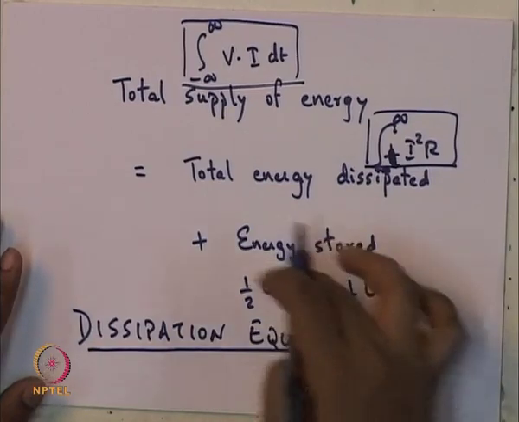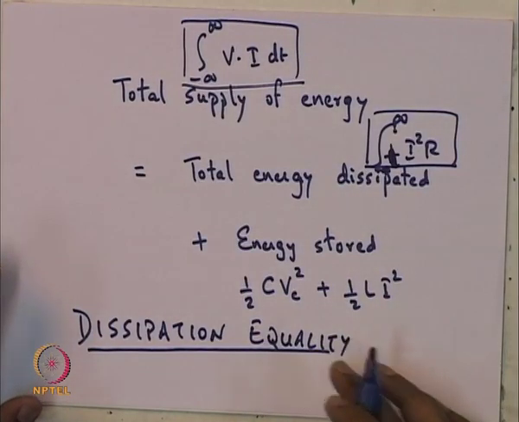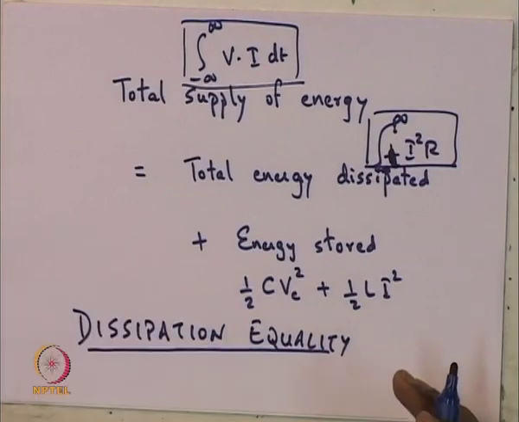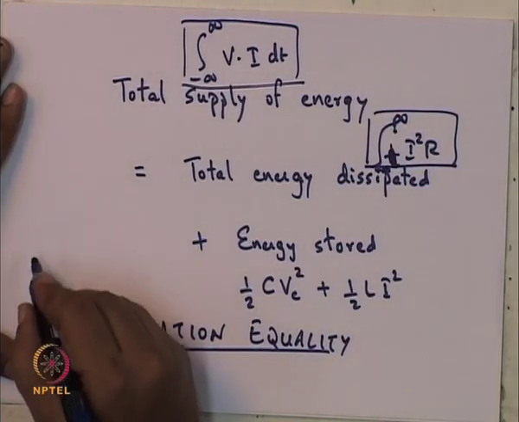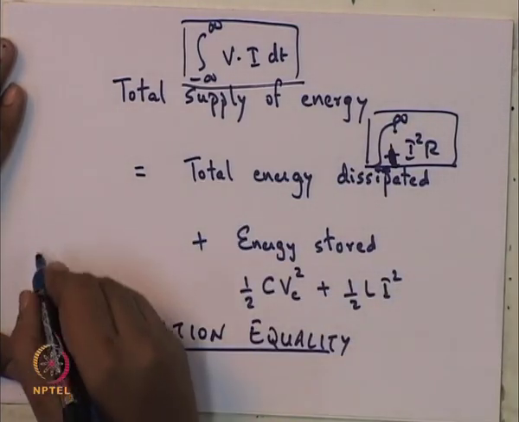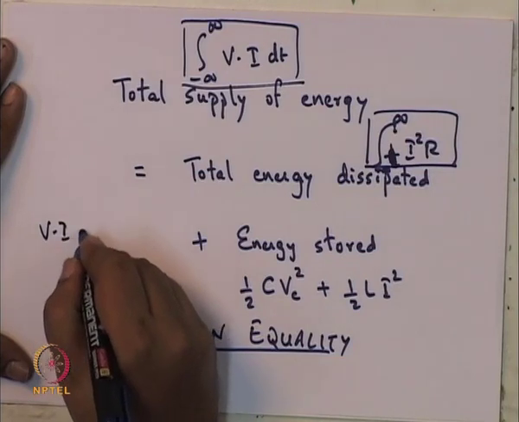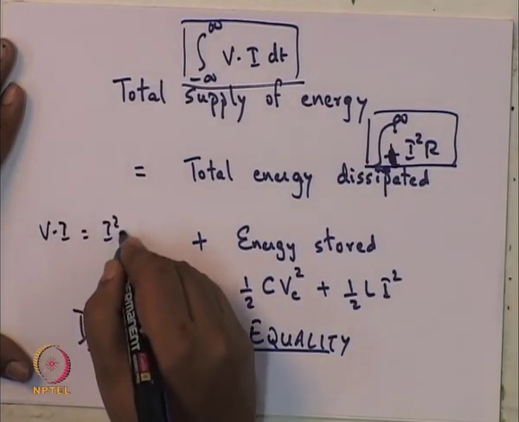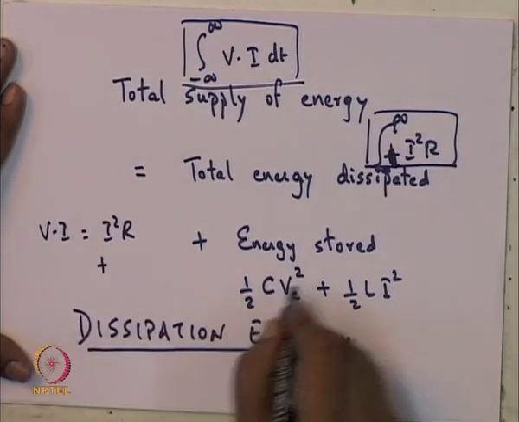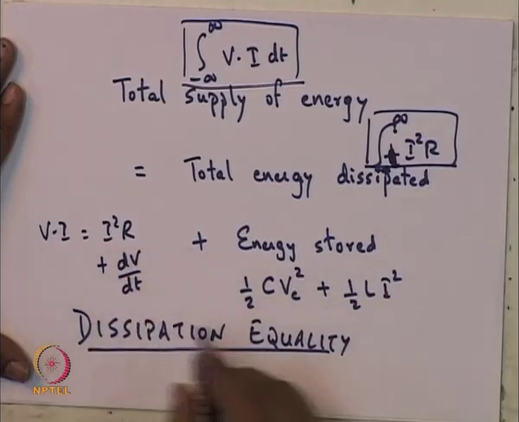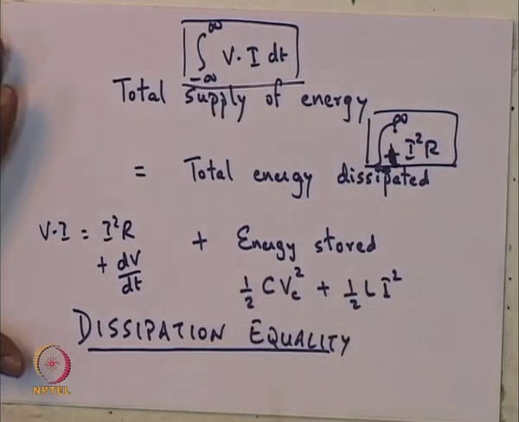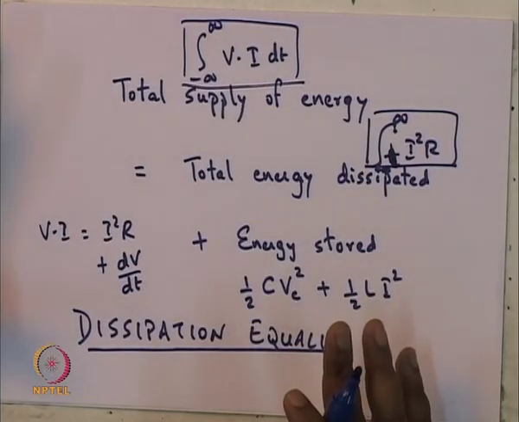And I can state the same dissipation equality. This is the integral form. I can state it in the differential form, which means I just take the derivatives in each of these cases, and I would end up with an expression like V dot I is equal to I squared R plus dV/dt, where dV/dt is the rate of change of energy stored in the circuit.